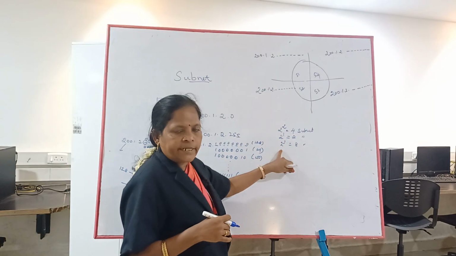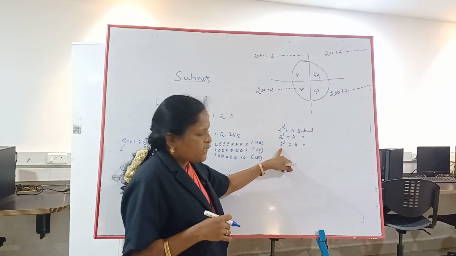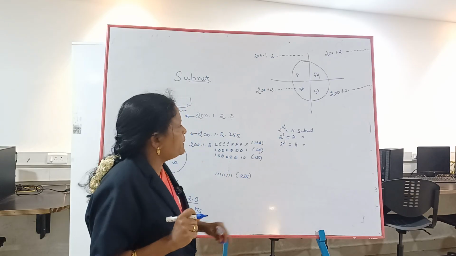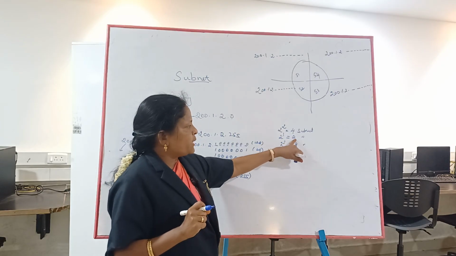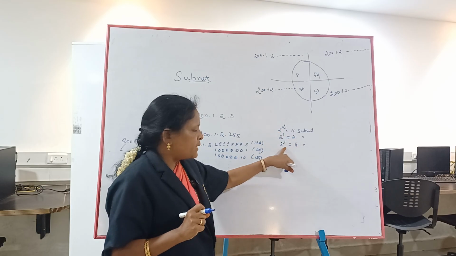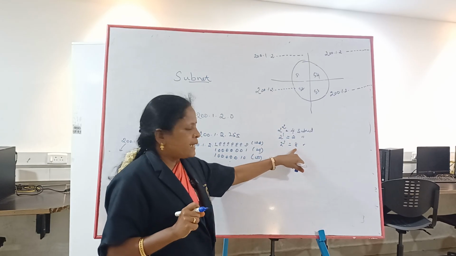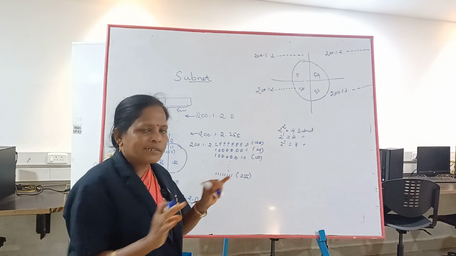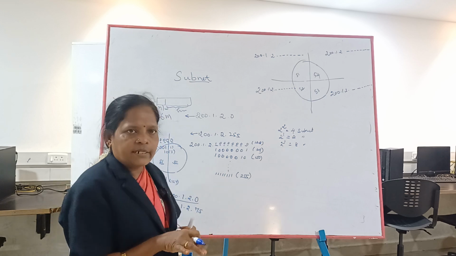Based on that, I should take the bits from the host ID part only, right? So if it is 1 bit, I can construct 2 subnets. If I take 2 bits, I can construct 4 subnets. Suppose I borrow 3 bits, I can construct 8 subnets. This is the general rule for classful addresses, right?